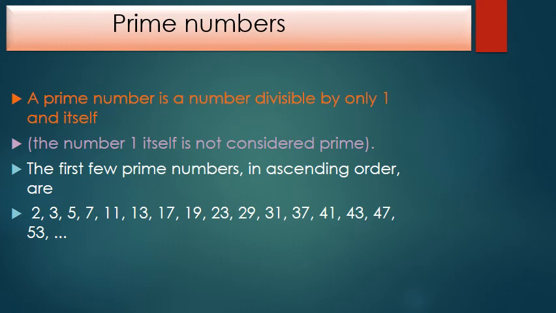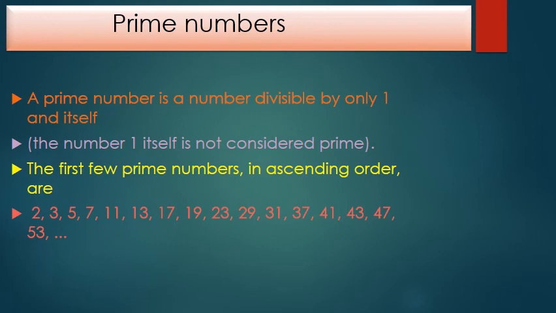The first few prime numbers in ascending, remember ascending means increasing order, are 2, 3, 5, 7, 11, 13, 17, 19, 23, 29, 31, 37, 41, 43, 47, 53, and so on.